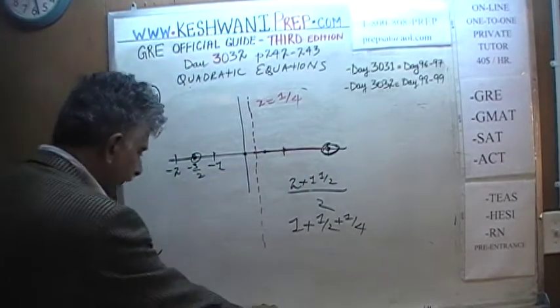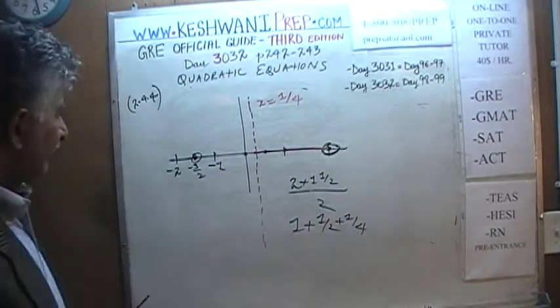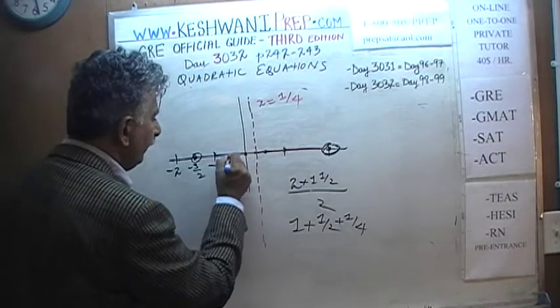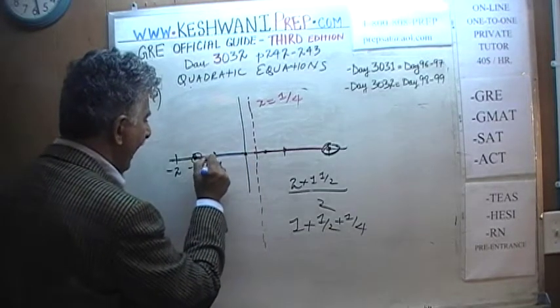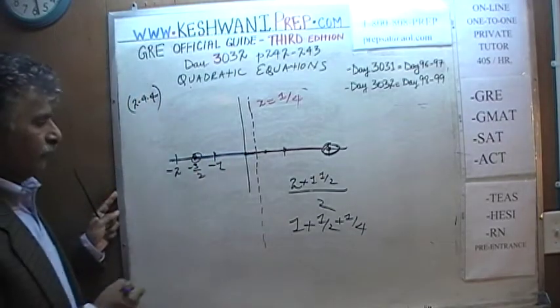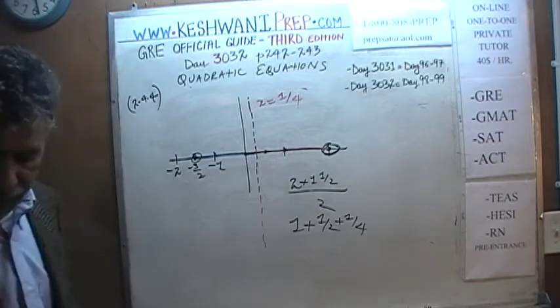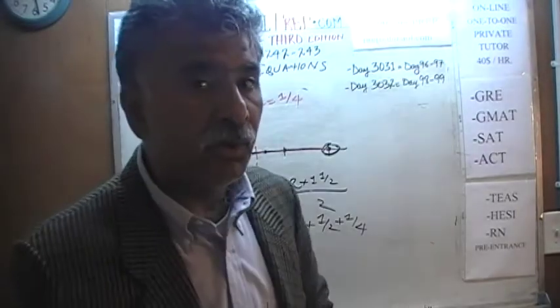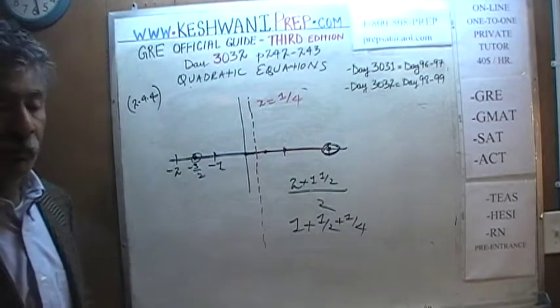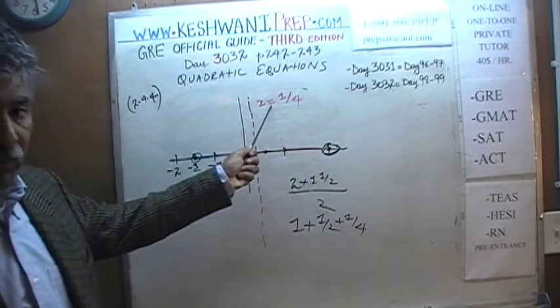And you can clearly see that it is exactly the same distance from here. See? From here to here is 1. This distance is 1/2. That's 1.5. And there's another 1/4. That's your line of symmetry. Now that we have the line of symmetry, we can find the y coordinate of the vertex, because we already have the x coordinate of the vertex. The x coordinate of the vertex is 1/4.